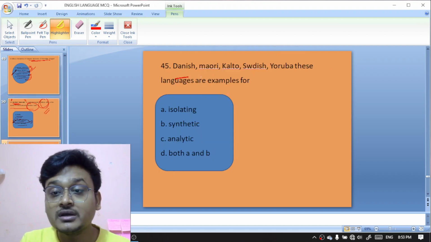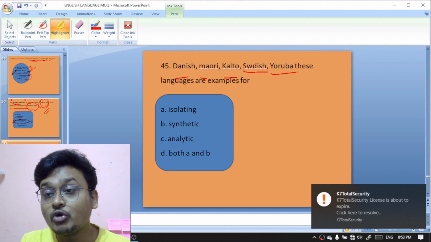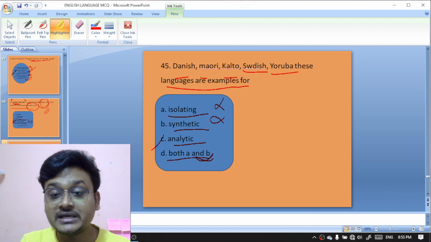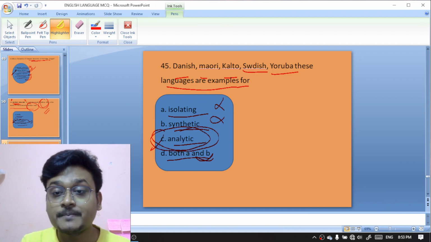Danish, Maori, Kalto, Swedish, Yoruba. These languages are examples of isolating, no, syntactic, no, analytic, both A and B. So it is analytic. Examples of analytic languages.